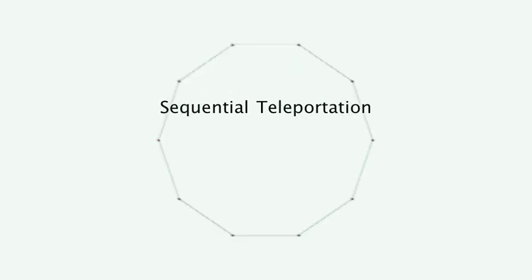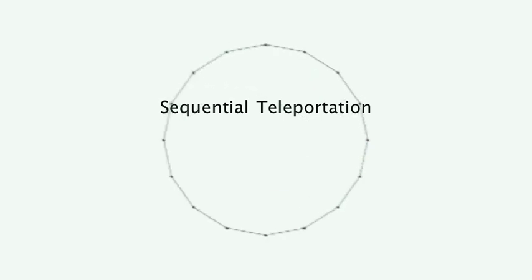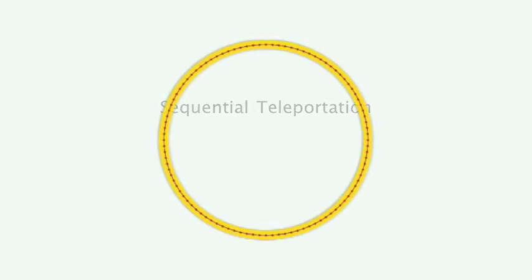What is sequential teleportation? Sequential teleportation is the act of teleporting the player through a sequence of points in order to create a smooth camera movement. As the distance teleported decreases, the path becomes smoother, just like how a 3-sided regular polygon is very jagged, but as you increase the number of sides with a fixed area, the polygon looks more and more like a circle.